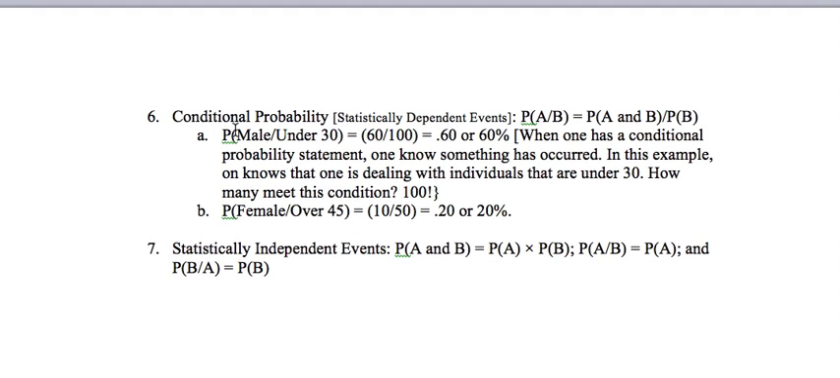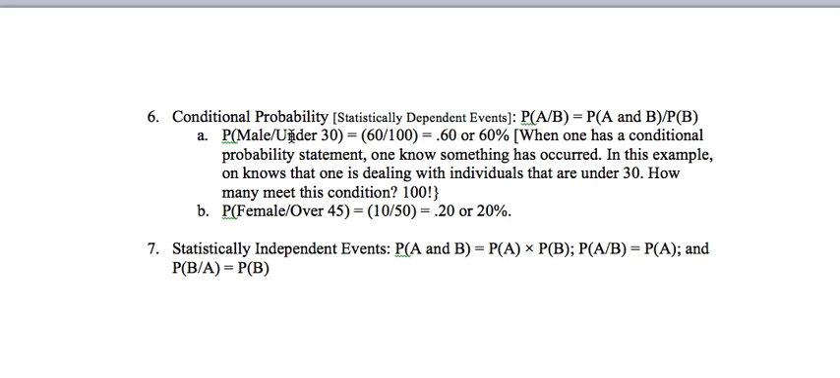I just want to spend a moment or two on this. Conditional probability, probability of A given B. Now, what this is telling us is that it's conditional upon something. That is, I know something about one of the events. Whenever you see probability of A given B, that is telling you I know something about B. Now what I'm saying is, what's the probability of A given B? Like in this case, probability of male given under 30.